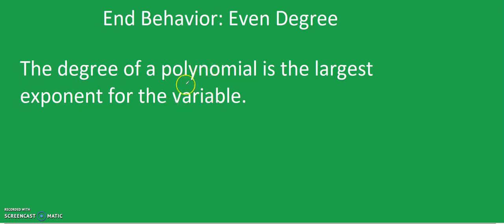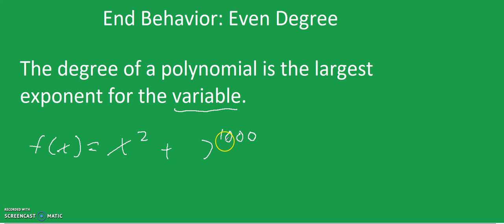This is important because if I have something like f of x equals x squared plus 7 to the 1,000th power, the degree is not 1,000. It's 2 because it's attached to my variable x, right? So the degree is only the number we care about for the exponent of the variable, and it's always the highest one. In this video, we're talking about polynomials that have even degrees, so 2, 4, 6, and so forth. Let's talk about what their end behaviors look like.